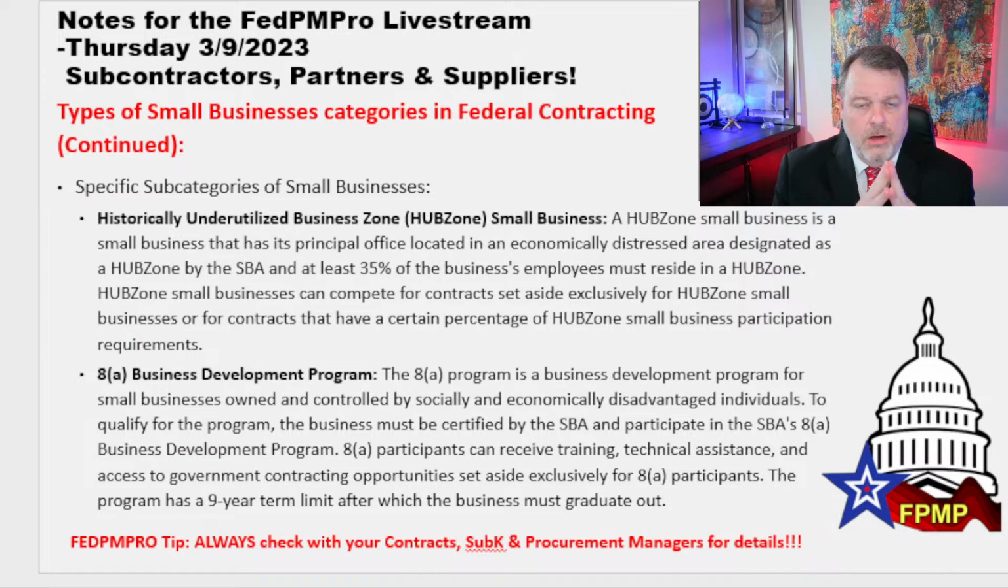So the next one is something called a HUBZone, and in this situation, it's Historically Underutilized Business Zone. That's a HUBZone small business. And this one's interesting because, again, I'm certainly not a HUBZone expert, but it's administered by the Small Business Administration. You have to be certified. And generally, the way it works is that the principal office of this company must be located in a designated economically distressed area. And that area is designated as a HUBZone by the Small Business Administration, which means their principal office, their main office, needs to reside in that geographic space. And usually at least 35% of the staff must also reside in that geographic location.